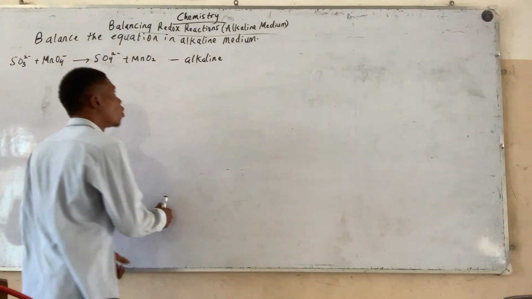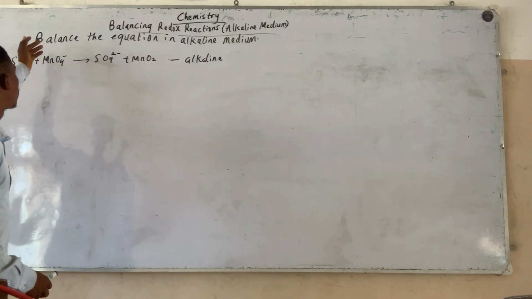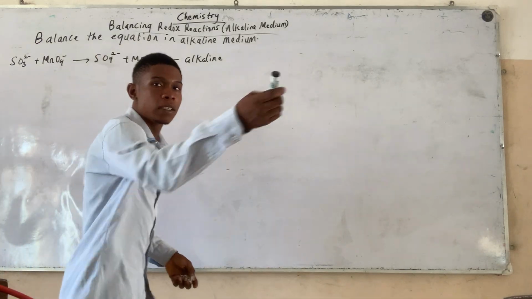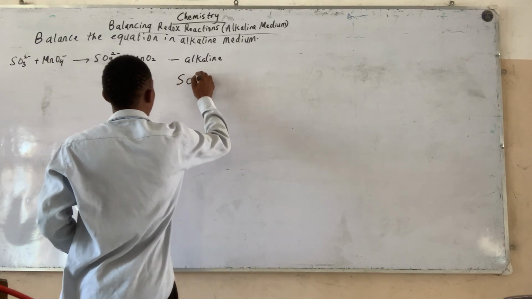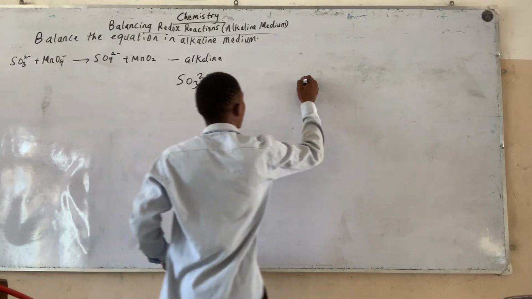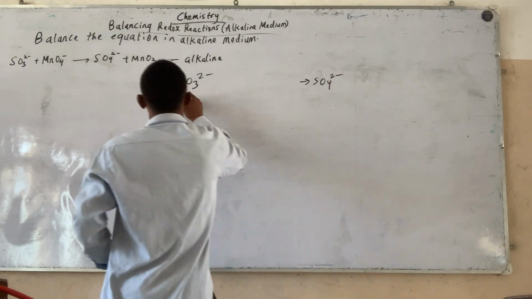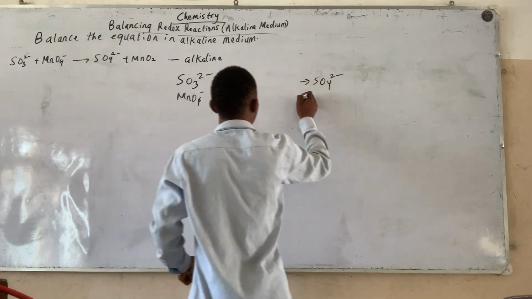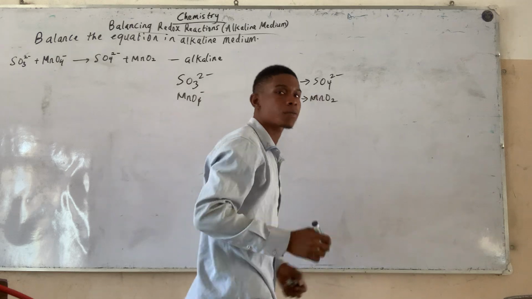Alright, we are having SO3 2 minus plus MnO4 minus giving SO4 2 minus plus MnO2. Let's break this equation into two. We have SO3 2 minus giving us what? Giving us SO4 2 minus. Then we have MnO4 minus giving us MnO2.